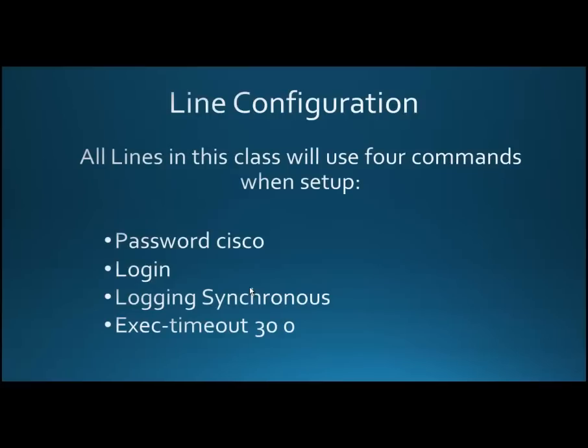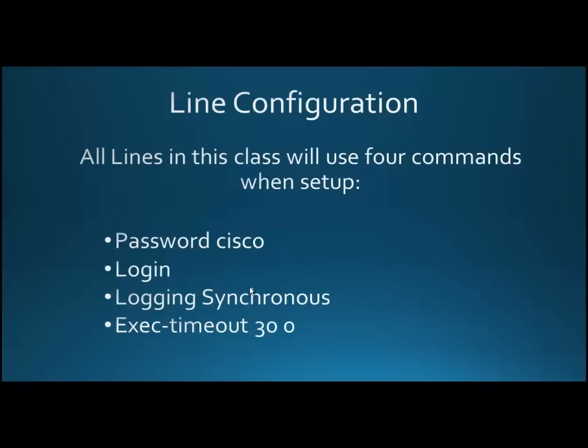All right, anytime we do a line, so line console 0, whatever it is, it gets 4 commands. Password Cisco, which puts the password of Cisco on there. Login, which activates the password. Remember, just putting a password on there does not do anything. You have to activate it with login. And then logging synchronous. What logging synchronous does, when new system messages pop up, it moves your command down.